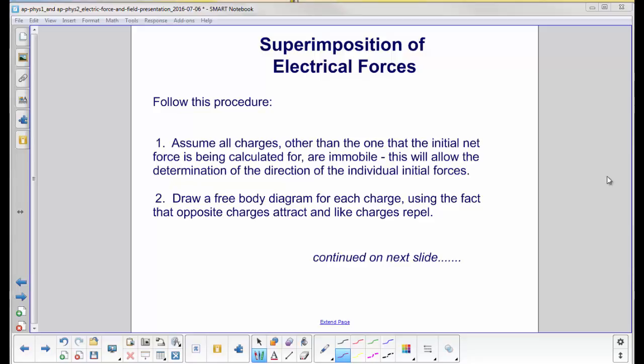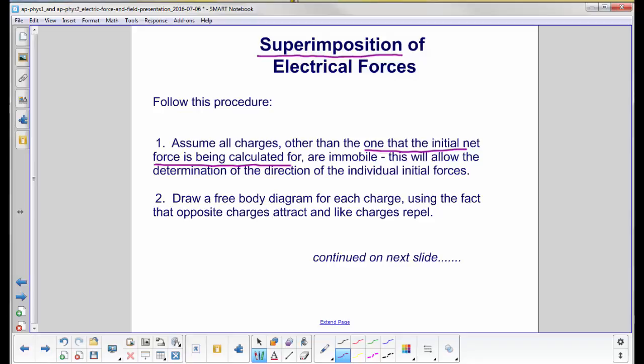We have a fancy name for this process, and it's called the superimposition of electrical forces because we're adding forces together. There's a procedure for doing this, and I'll show the process first, show a couple of the steps, and then we'll work the problem. We're going to assume that all charges other than the one that the initial net force is being calculated for are immobile. They're not moving. This will allow the determination of the direction of the individual initial forces on that one charge. Don't worry if this isn't making too much sense to you at the moment. This will serve as a nice reference to you once we go through the problem.